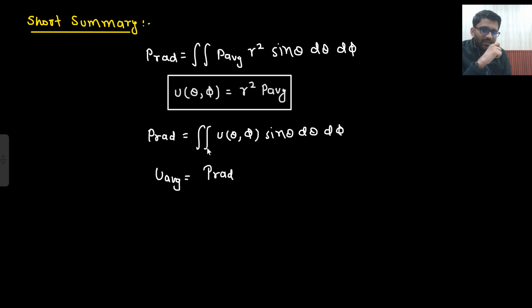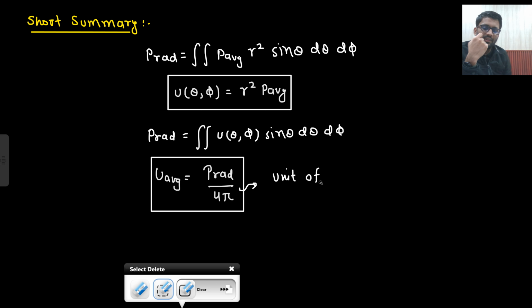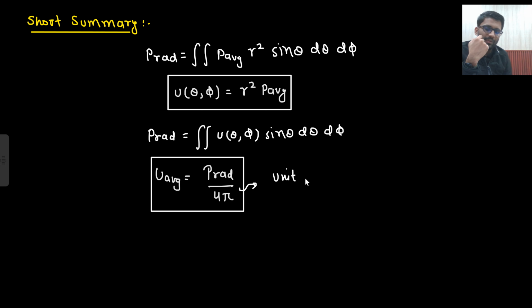If you solve this limit, because theta will be going from 0 to pi and phi will be going from 0 to 2 pi, you will get 4 pi. So what is my U average? That is P radiated upon 4 pi. From here, can you tell me the unit? This is your average radiation intensity. So what will be the unit? What do you think?